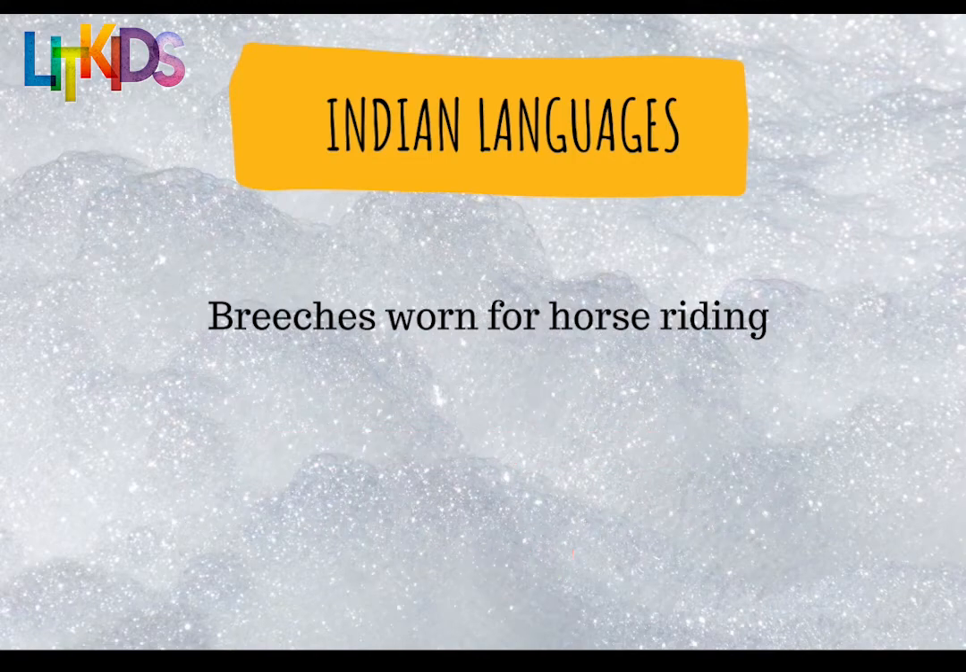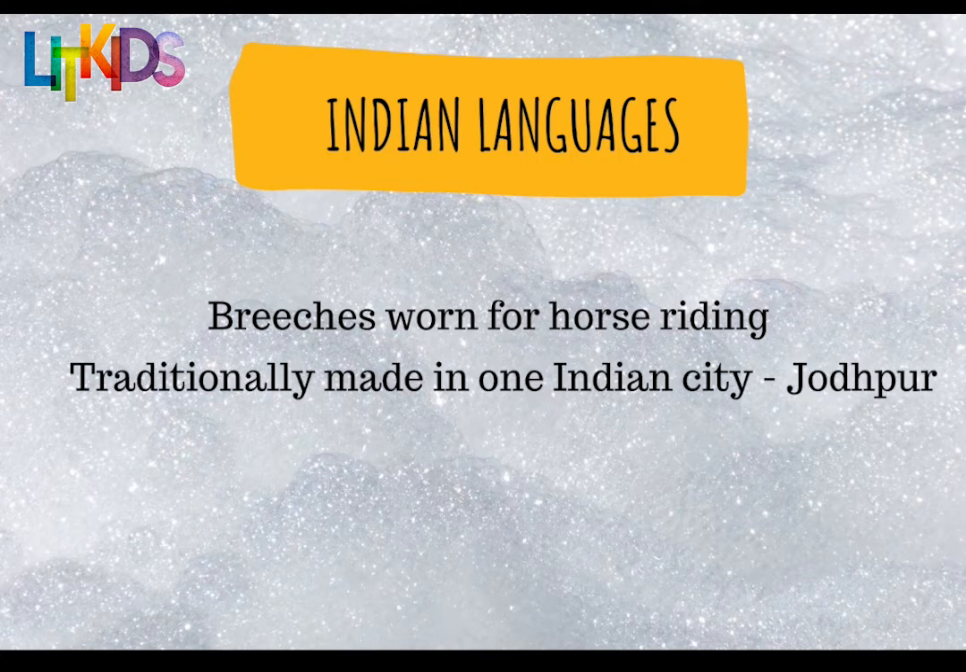Our last example is a name for breeches worn especially for horse riding. These breeches were traditionally made in one Indian city, and now the word for these breeches is actually just the name of that city. So this one is actually derived from the Indian city of Jodhpur, and in the English version is actually pronounced Jodhpurs.